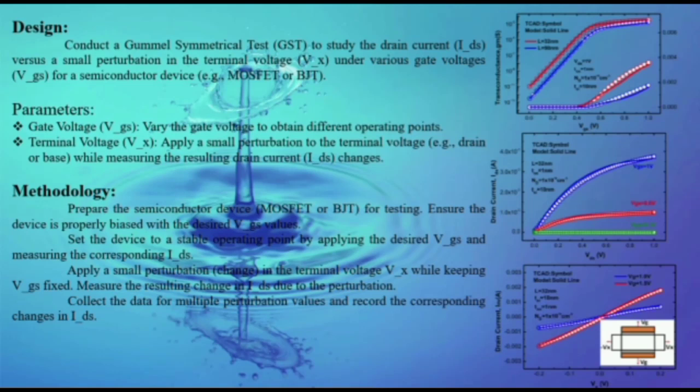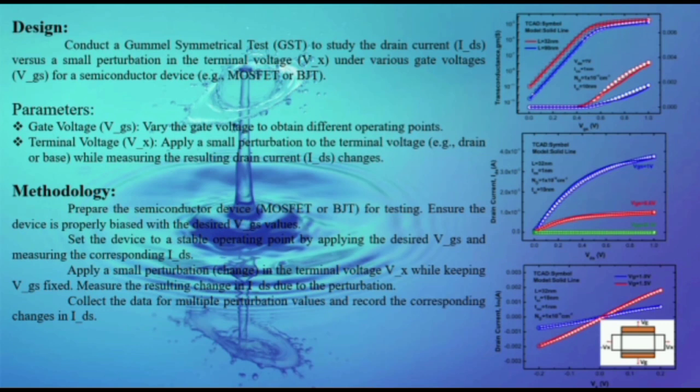And in this graph, the design involved is to conduct a transconductance symmetry test to study the drain current when a small perturbation is applied to a terminal voltage under various gate voltages for a semiconductor device, a MOSFET or a BJT. Parameters included are gate voltage and terminal voltage. The gate voltage is varied to obtain a different operating point, and a small perturbation is applied to the terminal voltage while measuring the resulting drain current changes.